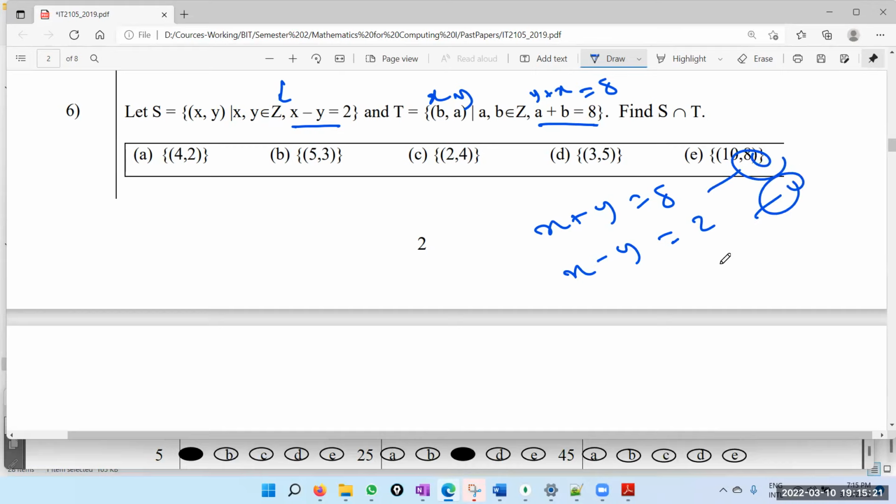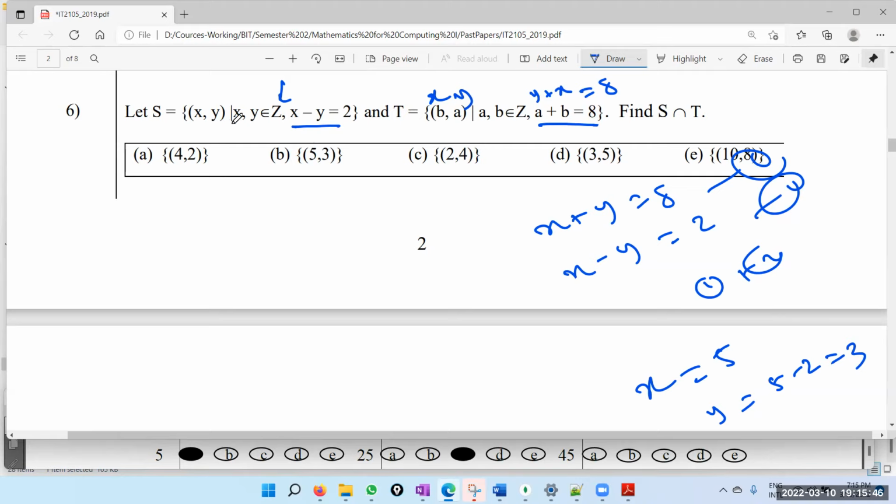So when you add these two, Y to Y get cancelled. 2x equal 10, therefore x equal 5. Then I can substitute one of those. Y equal x minus 2, 5 minus 2, which is 3. So therefore, what we get is, we just took it as xy. Okay, so therefore, x is 5, y is 3.